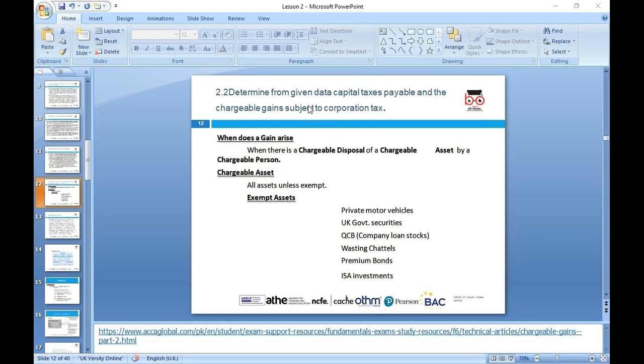A gain comes when a disposal of an asset has happened. If the sale of the asset is more than the carrying value, then it's a gain. Yes, you're absolutely right. So this is a chargeable disposal of a chargeable asset by a chargeable person. A chargeable person means the resident, yes?